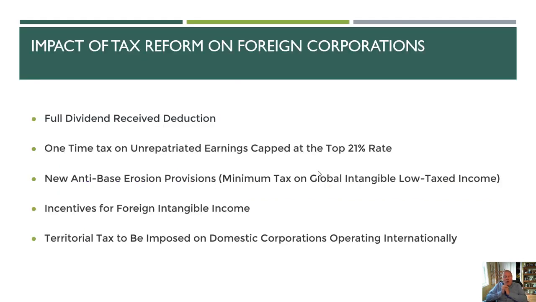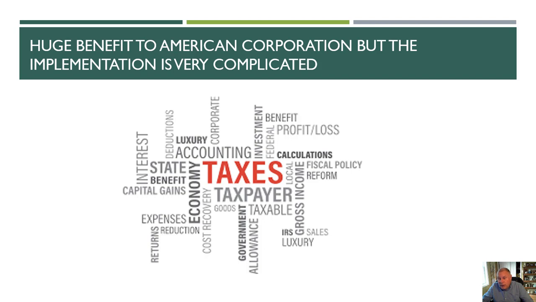Impact of tax reform on foreign corporations. Full dividend received deduction. One-time tax on unrepatriated earnings capped at the top rate. The global intangible. Incentives for foreign intangible income. And it's imposed on domestic corporations operating internationally. This has been a huge benefit to American corporations. Okay, it will generate significant corporate profits over the future. The implementation is very complicated.